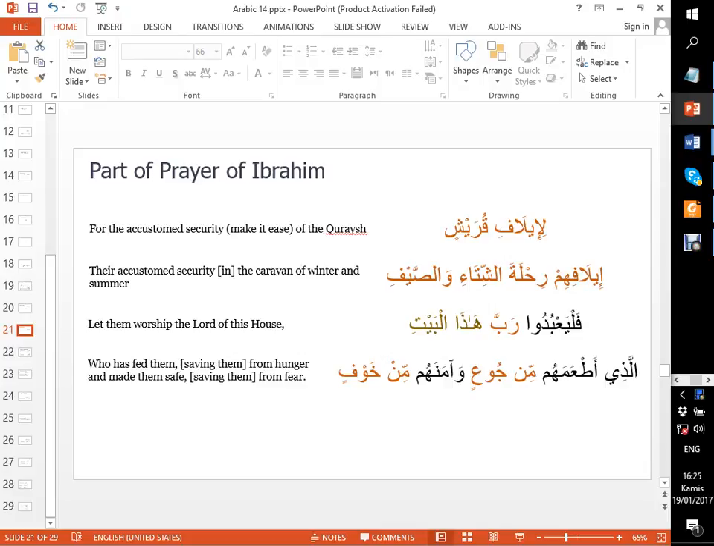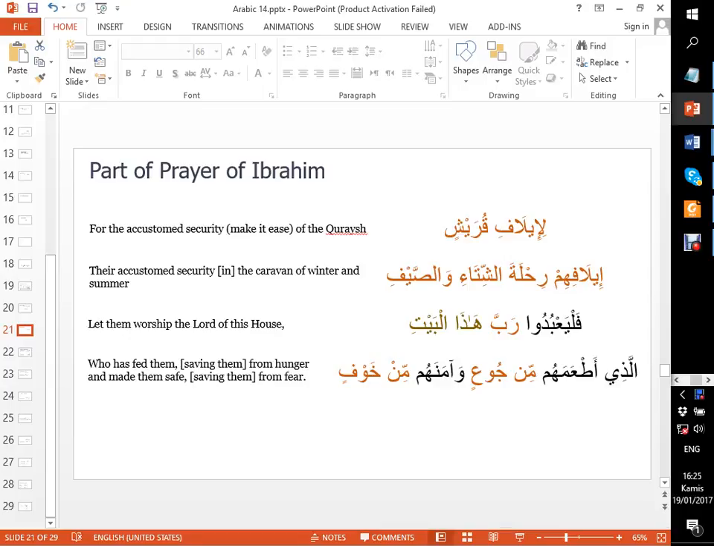Harf of Jarr. So it should be Jarr, okay? And it's also Harf of Jarr and should be Jarr, okay? So this part of the prayer of Ibrahim alayhi salam is actually to describe how the Quraysh has gained wealth. They are economically uprising, okay, and make the tribes around them jealous.